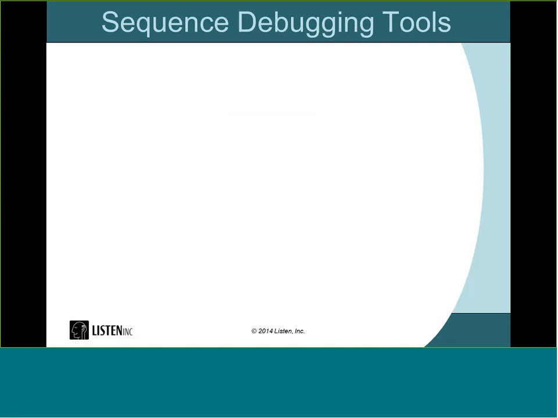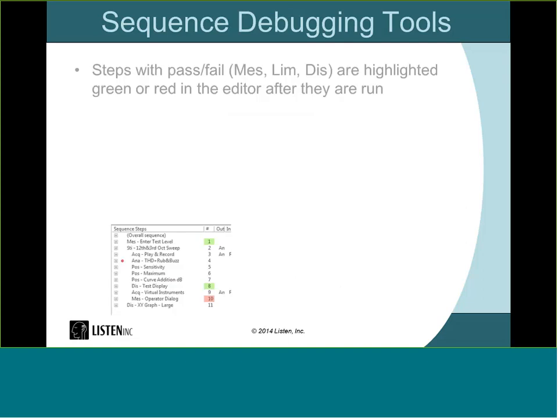So along with the new sequence editor, we've introduced a series of debugging tools. First, a very simple one, but very useful: any of the steps that can generate a pass-fail result, being messages, limits, and display steps, are highlighted in green or red on their step number to indicate a pass or a fail. So by having that visual indication in the sequence editor, if you leave the editor open while you're running the sequence, you can use that to debug any of the logic you might be doing. So for example, you may have a pass-fail that either loops back in the sequence or moves on. So by seeing that pass-fail indication here in the editor, you'll be able to check and make sure that the logic is doing what you expect it to do.